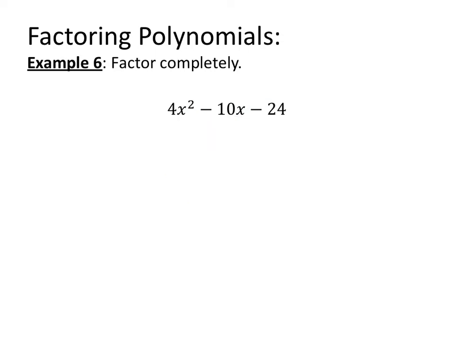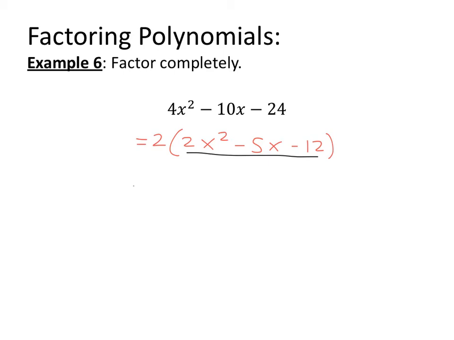Let's look at one more problem similar to example 5. So the first thing we'll do again is always look for that greatest common factor. If you notice, I have a 4, a negative 10, and a negative 24. So they all have a 2 in common. So I'll factor out that greatest common factor of a 2, and I'll be left with 2x squared minus 5x minus 12. And now I'll just go ahead and factor this like I factored example 5.